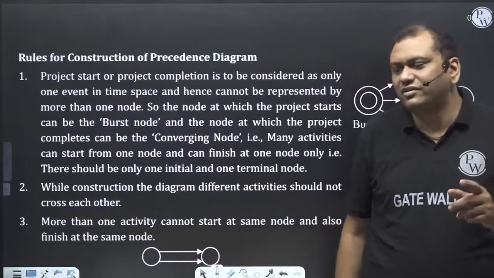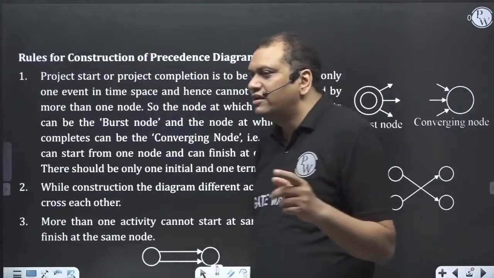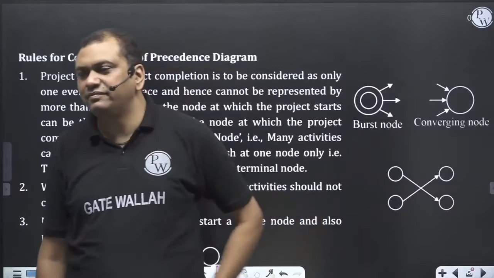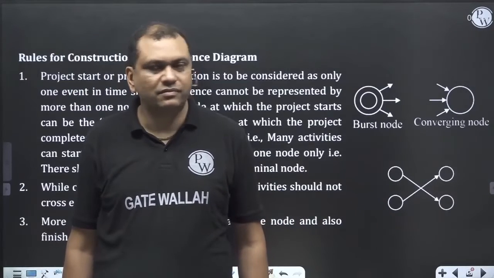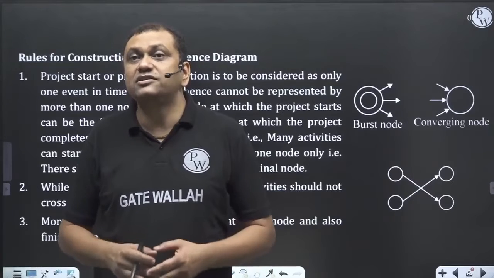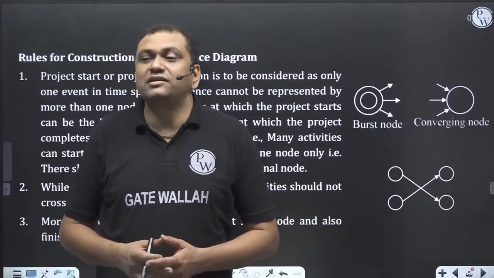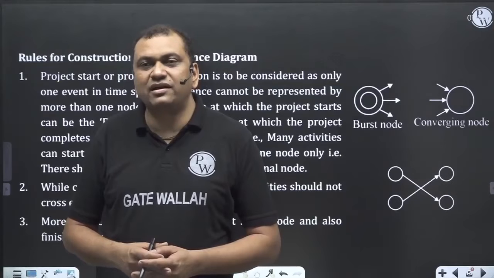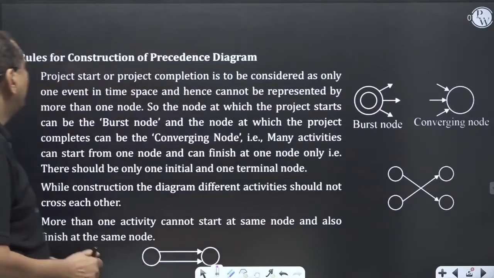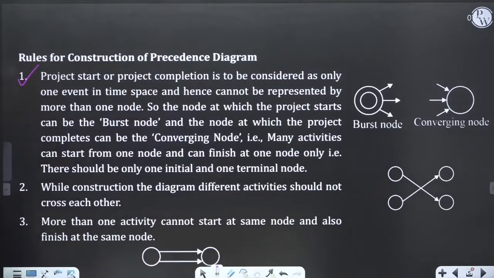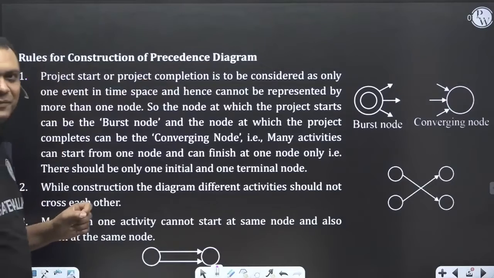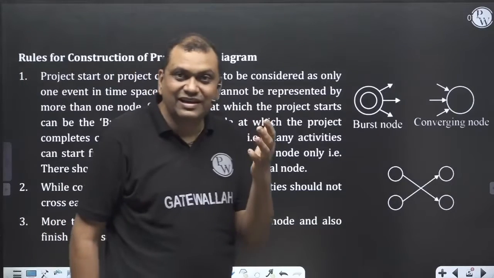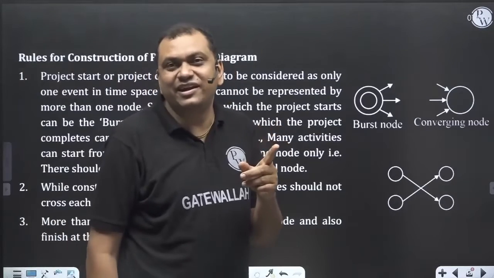Now, for constructing the precedence diagram, there are some rules. Rule number 1: project start or project completion is to be considered as only one event, only one event in time.